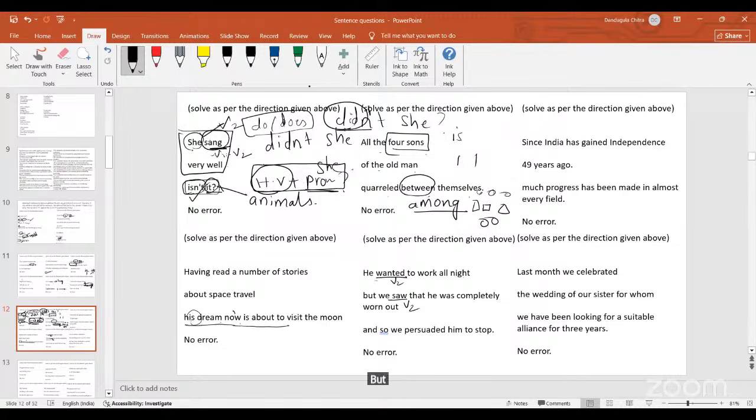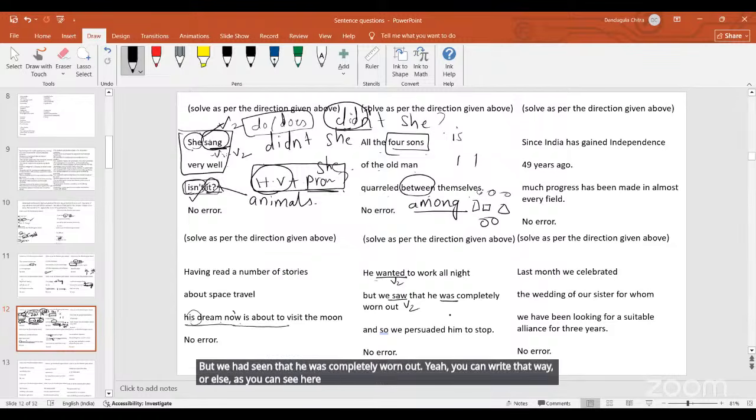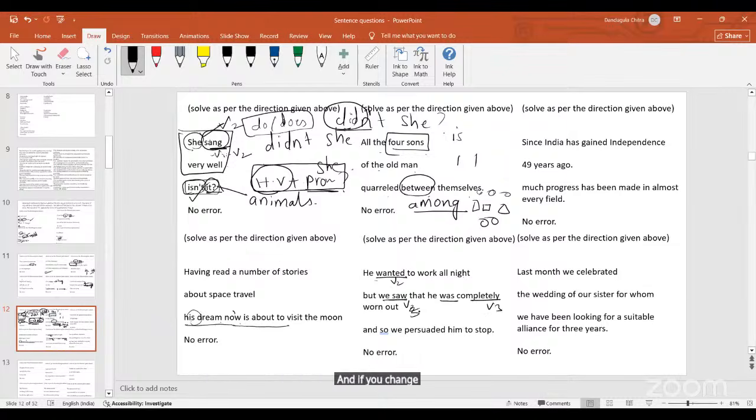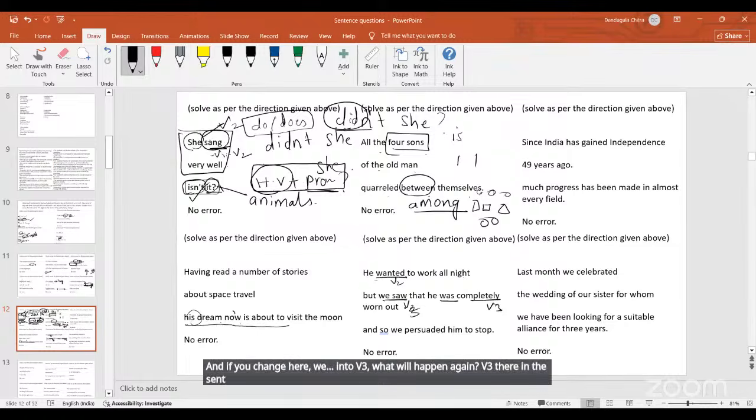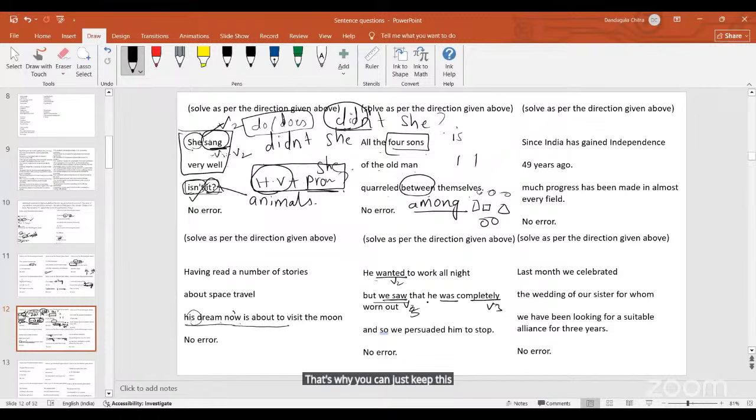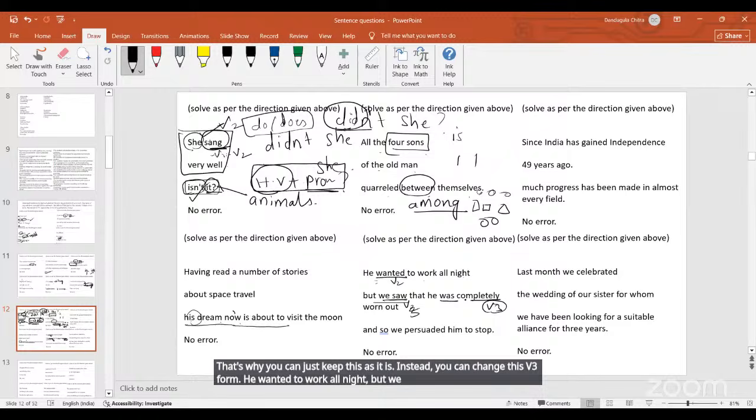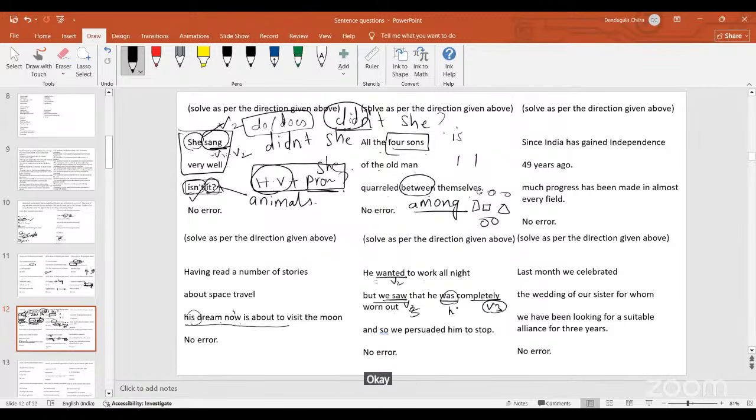But we had seen that he was completely worn out. Yeah, you can write that way. Or else, as you can see here, was is also there, right? So simply you can write it as, but we saw that he had completely worn out, because already V3 is there. And if you change here into V3, what will happen again? V3 is there in the sentence. That's why you can just keep this as it is. Instead, you can change this V3 form. He wanted to work all night, but we saw that he had completely worn out is the right option. Okay, instead of was, it should be had.